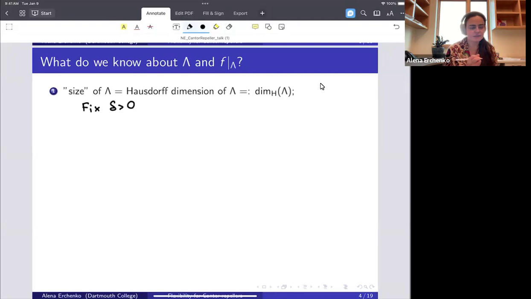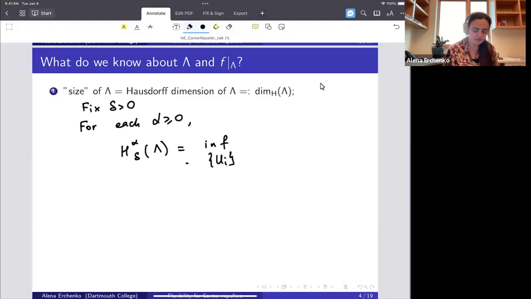So we fix some scale delta, and for each alpha greater than or equal to 0, we want to compute a number to see how large Lambda is in some sense. How do we do this? We look at a cover of Lambda of small size, exactly this delta, so we assume the diameter of each U_i is less than delta. This can be a finite cover, or we can look at a countable one.